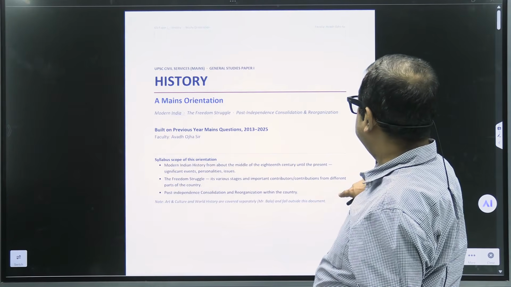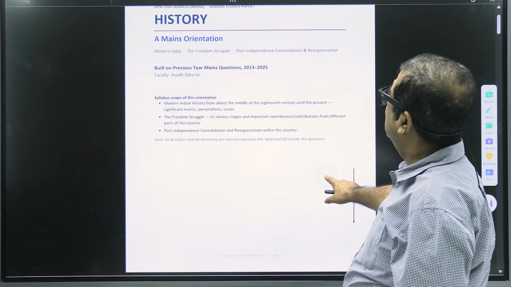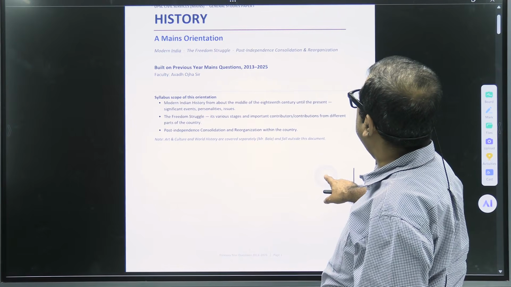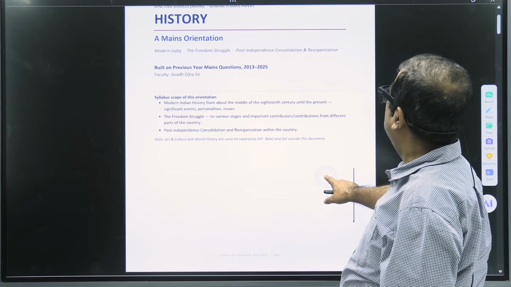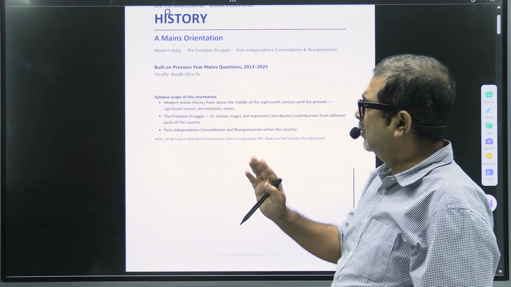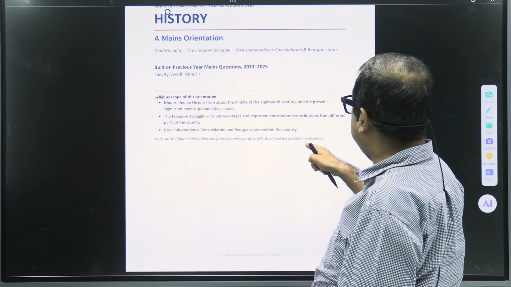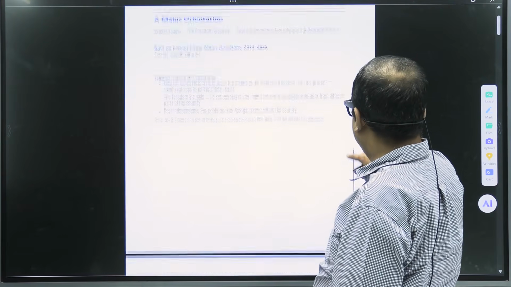Now, syllabus built on previous mains years questions 2013 to 25, modern India, freedom struggle, post-independence, consolidation and reorganization. I will be taking it. Art, culture and world history are covered separately by Mr. Bala and fall outside this document. Fine.